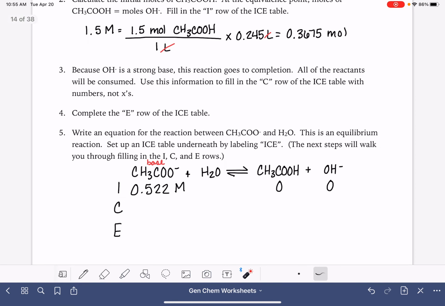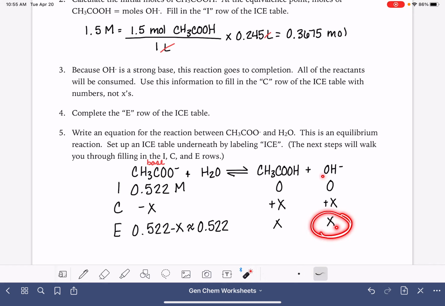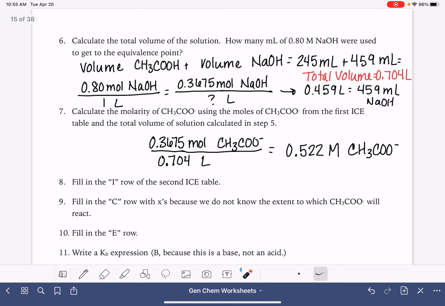So we're going back to what we're familiar with in terms of an ICE table, minus X, plus X, plus X. And at the equilibrium point, we're going to have 0.522 minus X, but we're going to assume that X is super small and it's just going to be 0.522 and X and X. And again, once we know X, this is what is dictating the pH of the solution. We'll be able to calculate pH. So we've got that done, we've got that done, we've got that done.